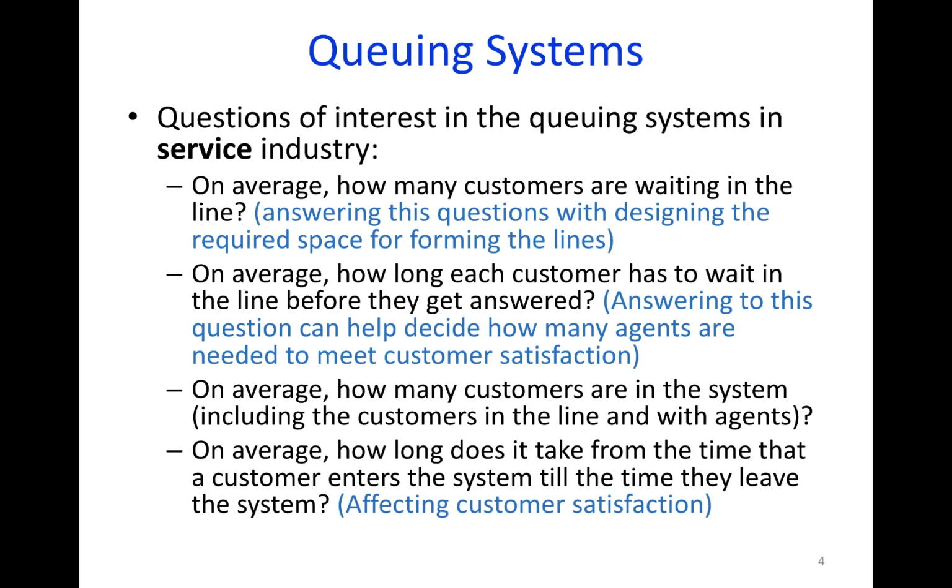And also lastly, what is the average time that it takes to answer a customer from the point that they enter the system till the point that they finally leave the system? So the time that the customer spends in the system in general, waiting in the line and getting answered by an agent. And again, this is the time that affects customer satisfaction. So we want to get a sense of how these metrics are in our system so that we can improve the performance of the system if they are not satisfactory.